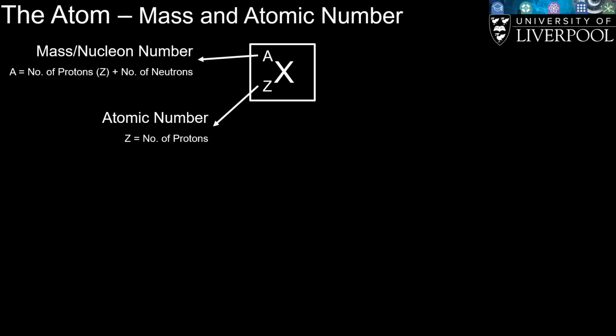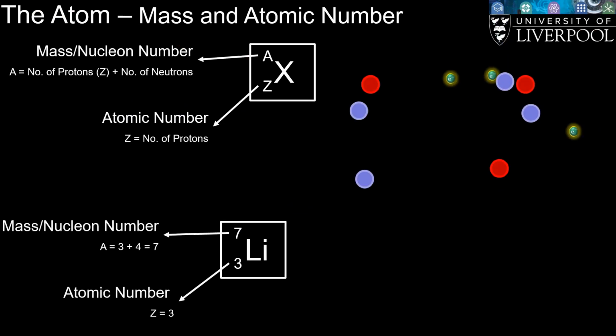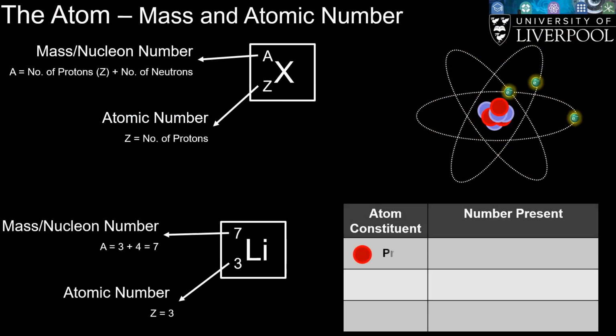This number is what makes an atom a specific element and is also equal to the number of electrons in a neutral atom, making the net charge of the atom 0, as the negative charge of the electrons cancels the positive charge of the protons. Let's take a look at an example. Here is an atom of lithium with a mass number of 7 and an atomic number of 3. We know the number of protons is 3. And we can work out the number of neutrons by subtracting this from the nucleon number.